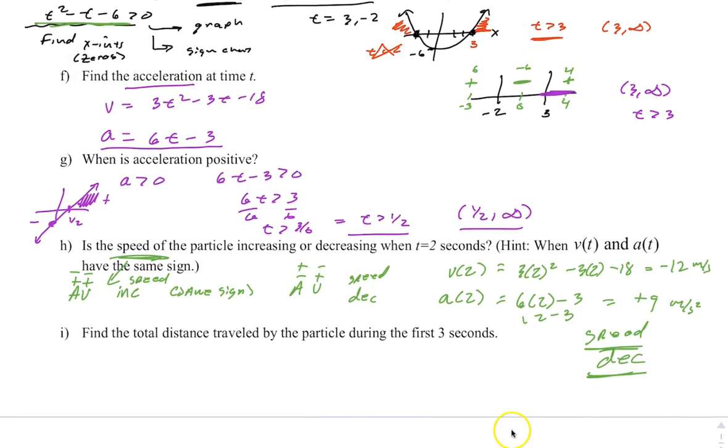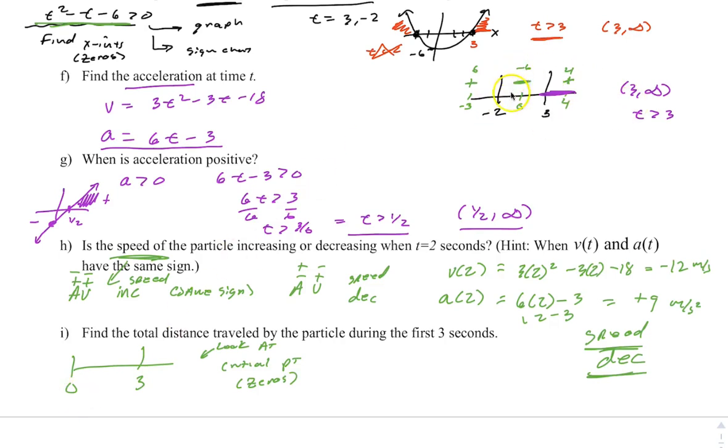Find the total distance traveled by the particle in the first 3 seconds. So this one's a little tougher. This is how we do this. What we want to do is look at our number line, our graph. So we start at 0, and look at all the critical points, or zeros. Now we actually got lucky. Our only zero that we cared about was 3.